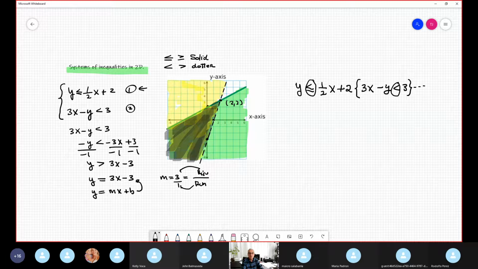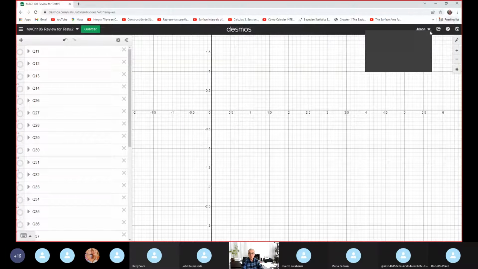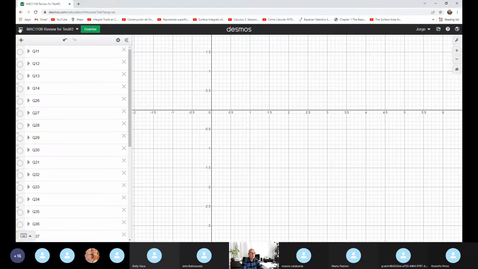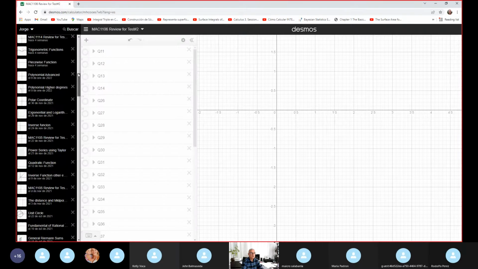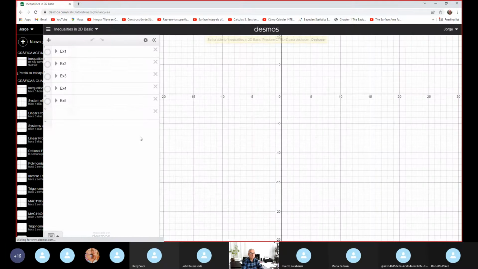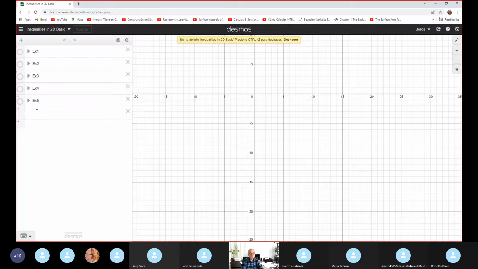Okay, Desmos now. Do you see them? No. Okay. Let me try to find the folder for this. The folder for this is Inequality in 2 Dimensions. Okay. Let's do an example. Do you see this? Yes or no? Answer me. Yeah, we can see it. Yes. Okay. Example 2 is this.